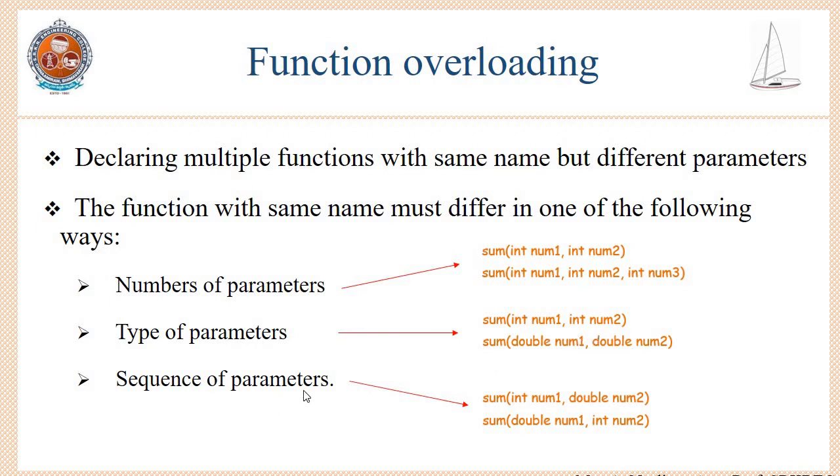And next, sequence of parameters. Here the function name is the same, sum. Int num1, double num2. And here we have changed the sequence of that: double num1, int num2.